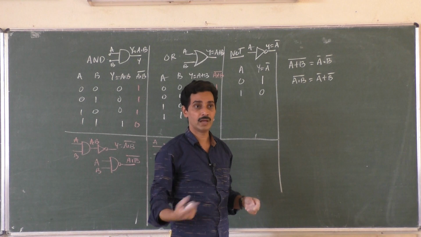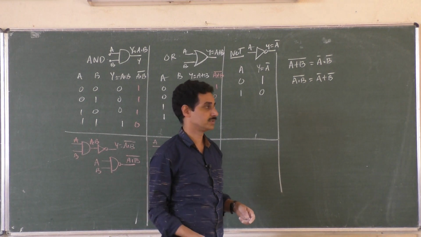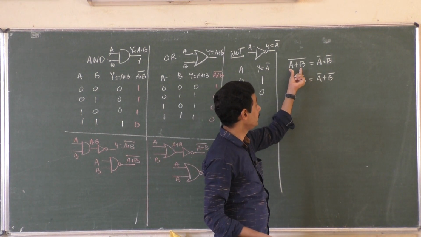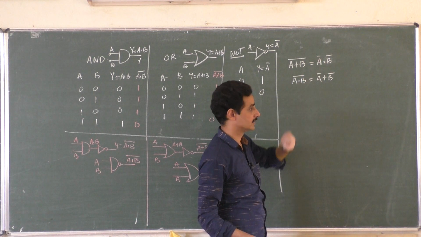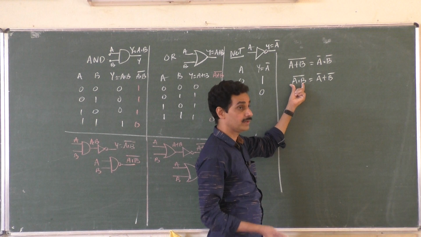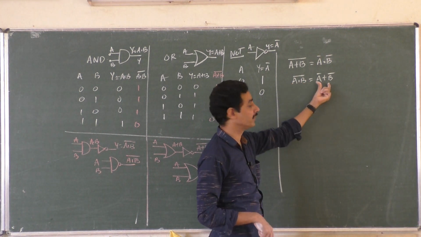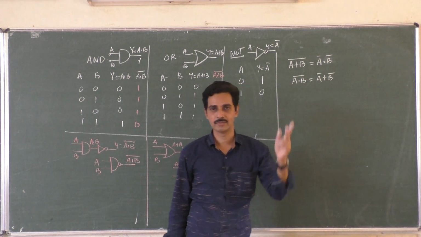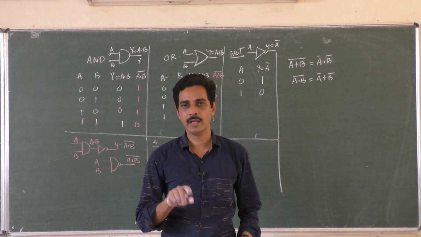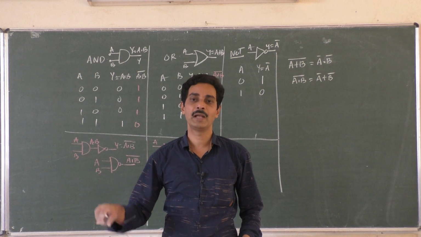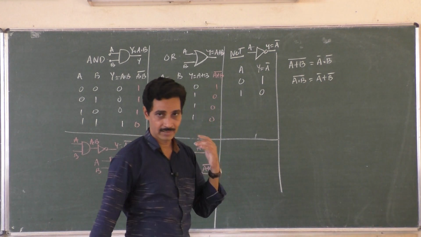If 0 is the input, output is 1. If 1 is the input, output is 0. So the complement of the sum is equal to the product of complements. The complement of the product is equal to the sum of the complements. Right? Like that. So (a plus b) whole bar is a bar dot b bar, and (a dot b) whole bar is equal to a bar plus b bar, correct? So that is one theorem.